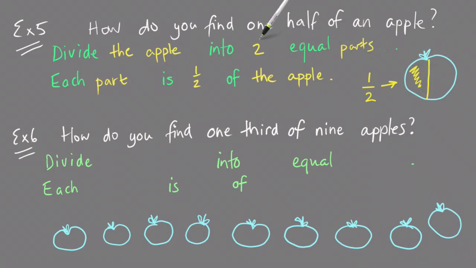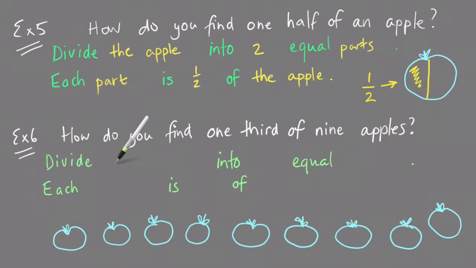And so that's how you do the ones where you are finding a fraction of a whole thing. When you're finding a fraction of a group of things like 9 apples, you're going to divide them into groups, equal groups. So the sentences for this question, how do you find 1/3 of 9 apples, goes like this.